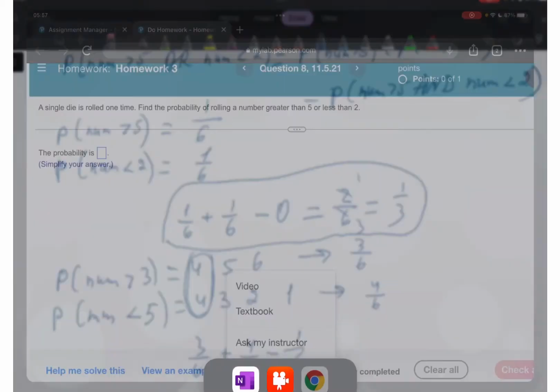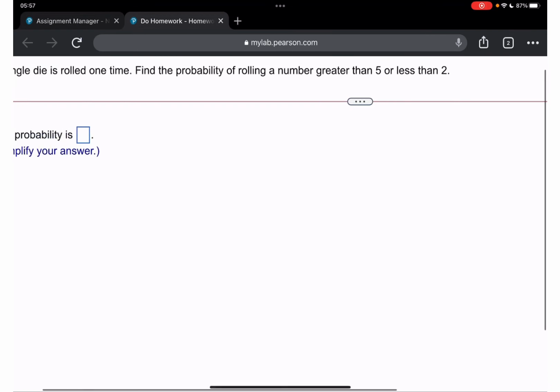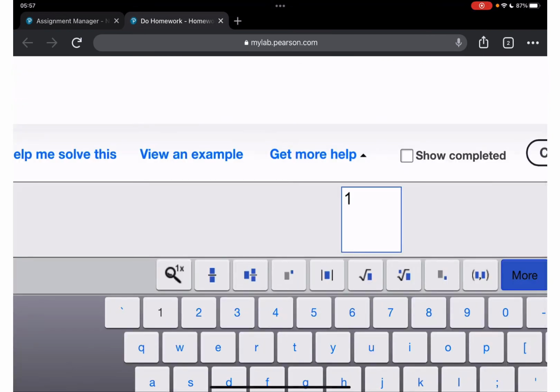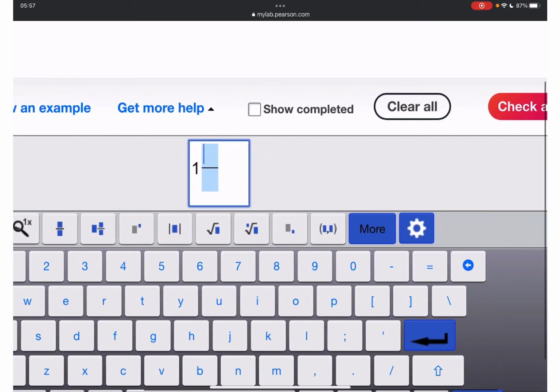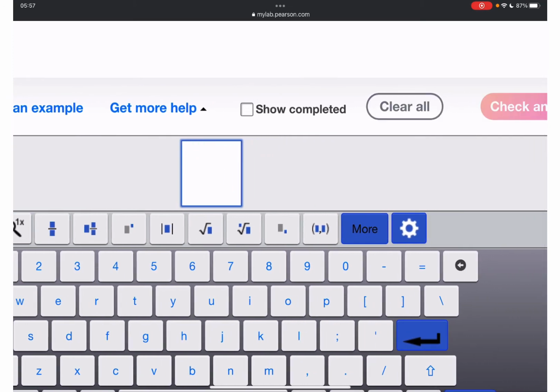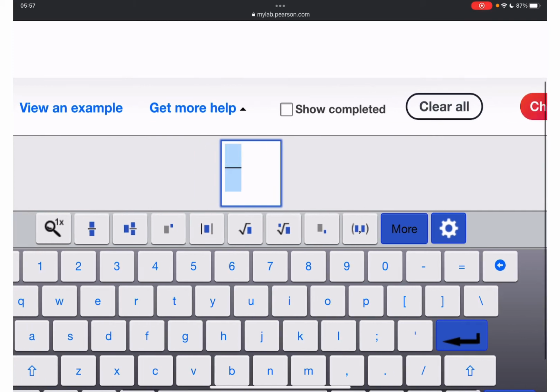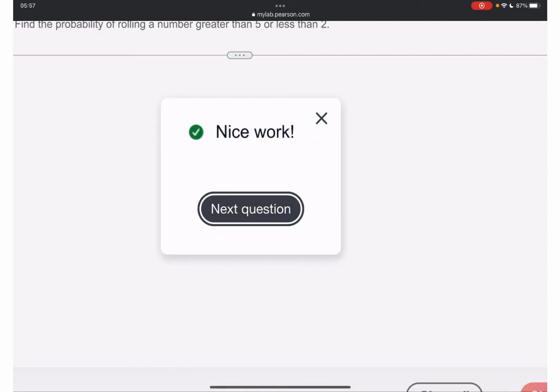Let's enter. Okay. Nice work. Moving to question number 9. Okay, so we can figure out what's happening in there.